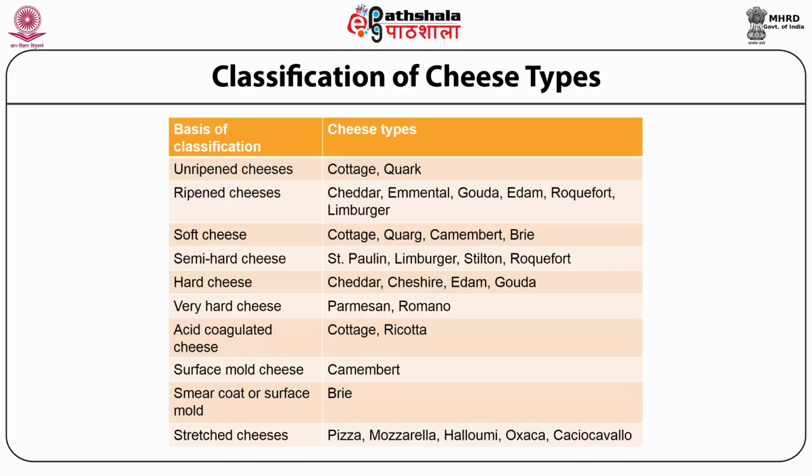The next category is very hard cheese, where moisture content will probably be even less than 35%. This includes Parmesan and Romano cheese. The next category is acid coagulated cheese based on direct acidification, and these include cottage cheese and ricotta cheese. Ricotta cheese is obtained from cheese whey as the starting material. Another category is surface mold cheese, which includes Camembert. Next is smear coat or surface mold, a glaring example of which is Brie cheese. And finally, the stretched cheeses, which are especially used on bakery products, including pizza. These include mozzarella, including the pizza variety, halloumi, Oaxaca, and Caciocavallo.